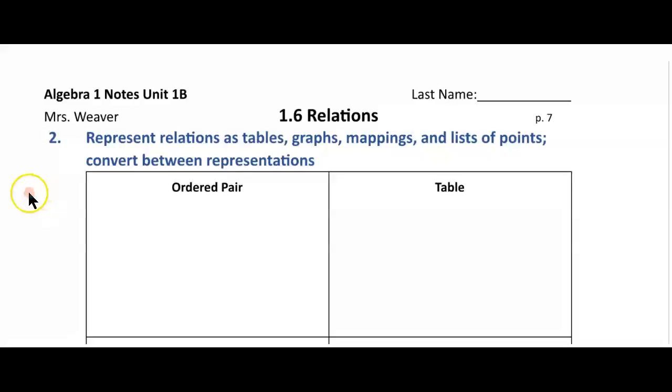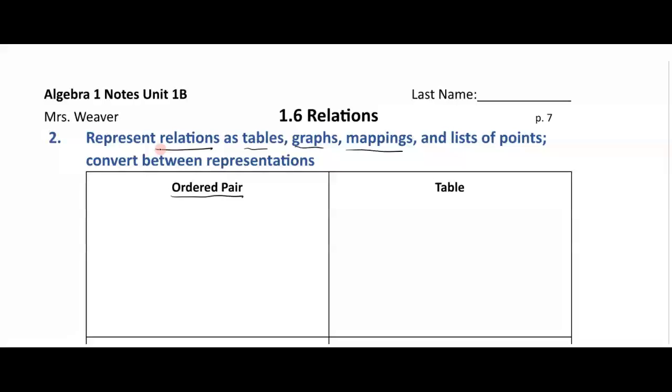All right, we're picking up with Unit 1.6, Objective number 2. We talked about relations in our last lesson as a set of ordered pairs, and we're going to look at these both in the familiar ordered pair format, as well as tables, graphs, and mappings.